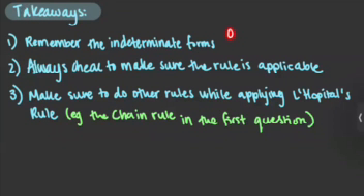Okay, so some of our takeaways were you need to remember the indeterminate forms. And this is super important because it ensures that you can check to make sure that the rule is applicable. If it's not applicable, then you're going to have to use the quotient rule. Then finally, make sure to do all the other rules while you're applying L'Hopital's rule, like in our first example, how we use the chain rule.